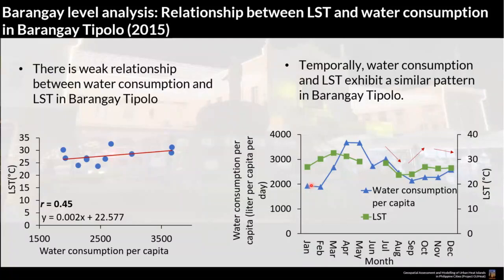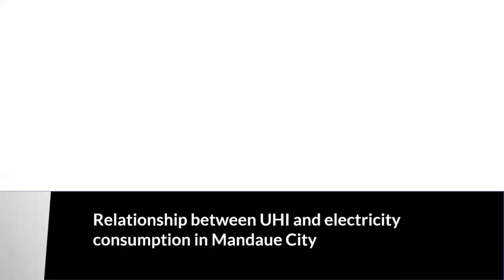Upon closer inspection on the barangay level, we found out that Barangay Tipolo has the highest correlation coefficient of 0.45 compared to the other barangays. However, a weak relationship was observed between water consumption and LST. In Barangay Tipolo, the water consumption and LST exhibit a similar temporal pattern during the months of July to December.